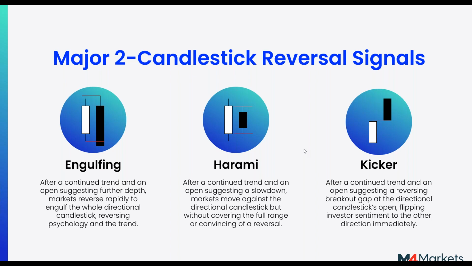Now, these are two candlestick reversal signals, and they are major, and that's why you are seeing them. The engulfing, the harami, and the kicker. You probably realized earlier that these three are going to be involved right now. Here's the thing: the engulfing appears after a continued trend and an open of the candlestick suggesting further depth. Okay, markets reverse rapidly to engulf the whole directional candlestick. Okay, a reversal in psychology and the trend.